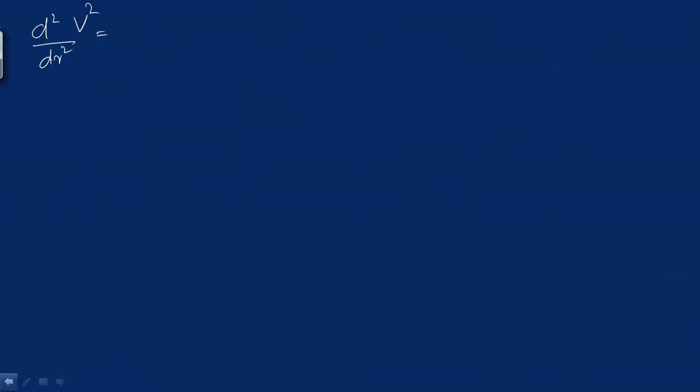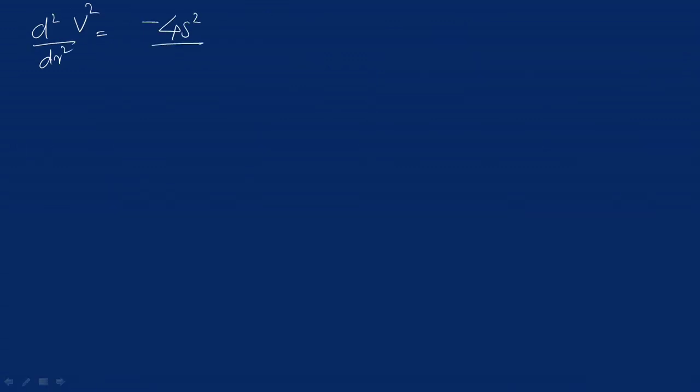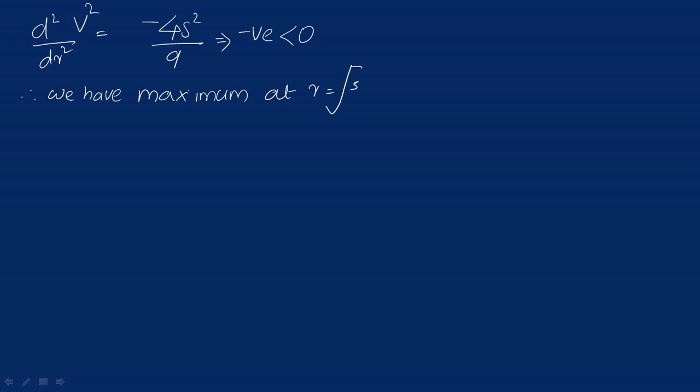So d²V²/dr² is equal to 2s² minus 6s², that is minus 4s², with 9 as the common denominator. So minus 4s²/9, that is a negative quantity which is less than 0. So we have a maximum here, at r is equal to root of s by 4π.